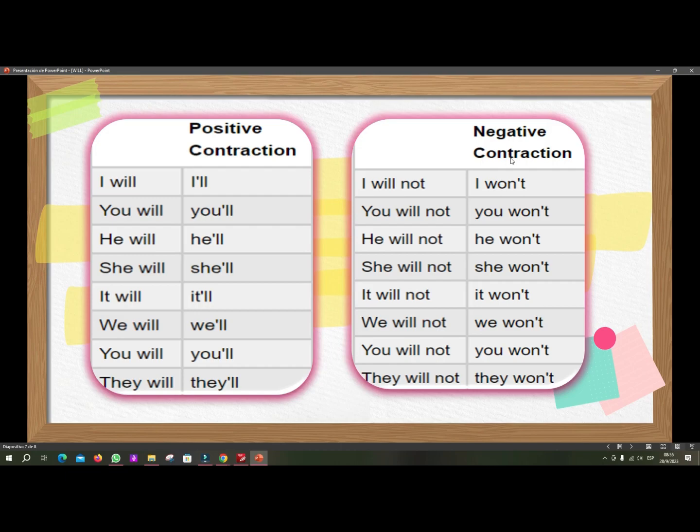Also, we have the negative contraction. I will not or I won't. You will not, you won't. He will not, he won't. She will not, she won't. It will not, it won't. We will not, we won't. You will not, you won't. Or they will not, they won't. Right? So there you have we can say the short form, won't.